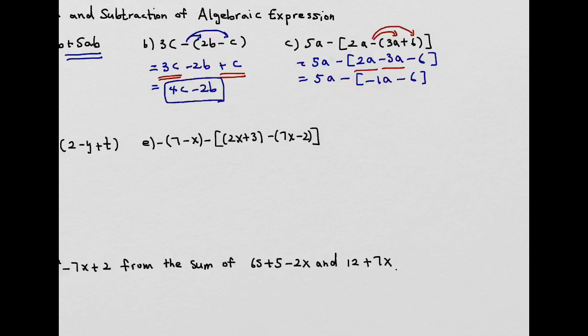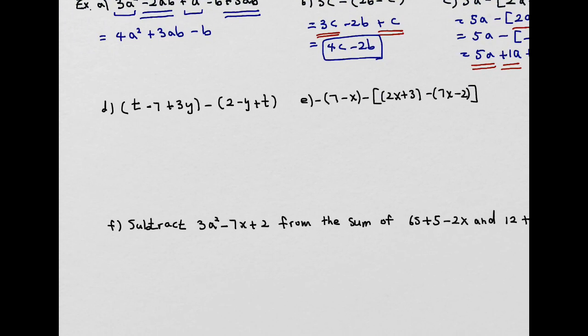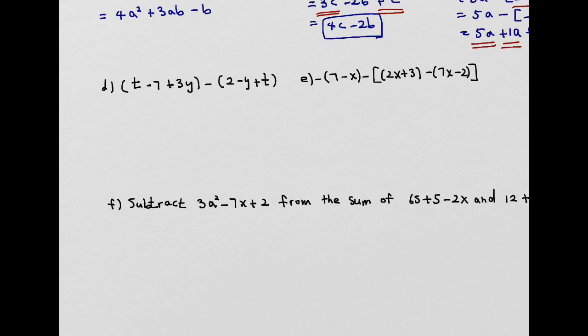Then I will get 5a, negative times negative makes it positive 1a, and negative times negative 6 is positive 6. And here you have another like term, 5a and 1a. When you combine that, you get 6a plus 6. Those two terms are not like terms, so you cannot combine them. Okay, let's look at another one.